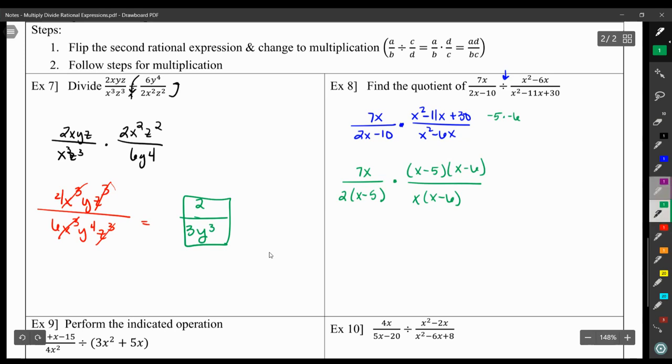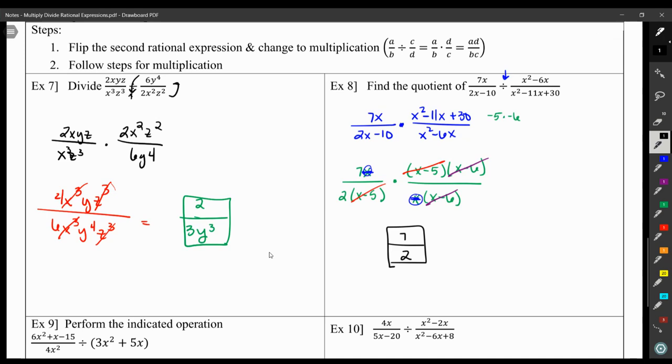So now that we have everything factored, let's see if we can simplify out some common factors. So I see x minus 6 and x minus 6. I also see x minus 5 and x minus 5. And there's even one more. Here's an x and here's an x. These are being multiplied together. So I can simplify x over x as well. So all we have left is the 7 in the numerator over the 2 in the denominator. So this actually simplified out to a rational number without variables.